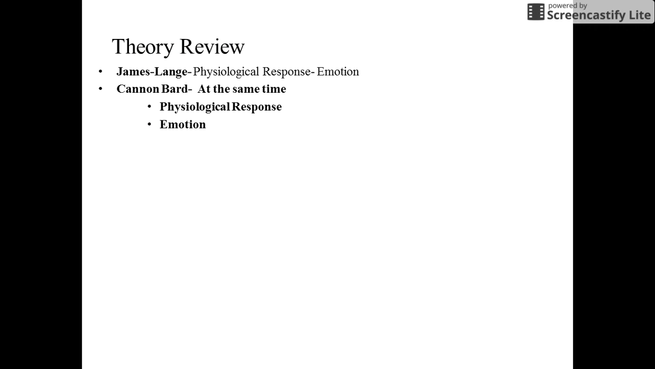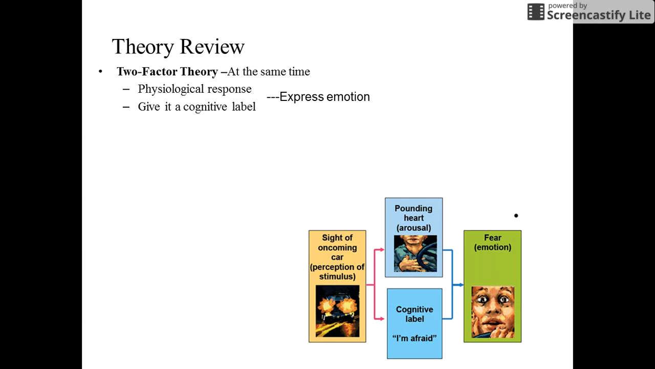So review real quick: the James-Lange theory has the physiological response and then you experience the emotion. Cannon-Bard has the physiological response and the emotion at the same time. Here's where it gets tricky, okay? The next two theories after this one are really going to question when we put the label on it.